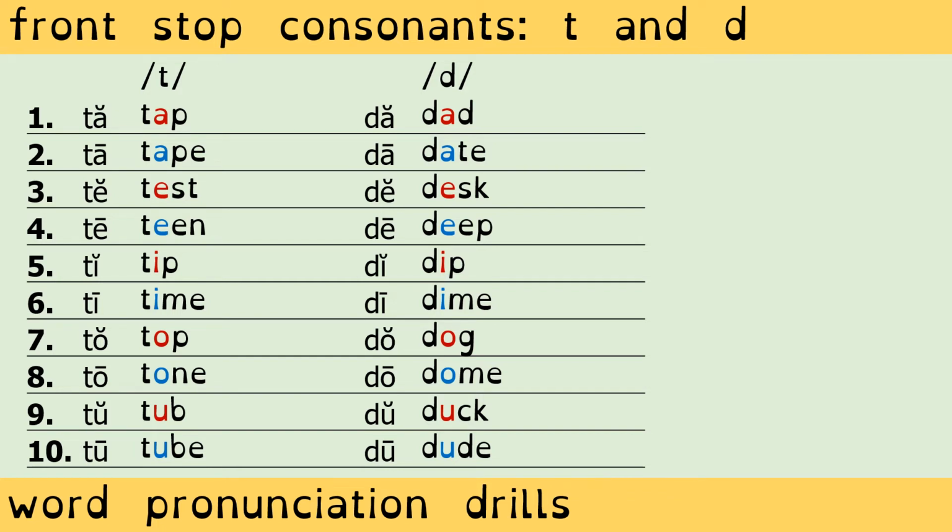Number five, tip, dip. Number six, time, dime. Number seven, top, dog. Number eight, tone, dome. Number nine, tub, duck. Number 10, tube, dude.